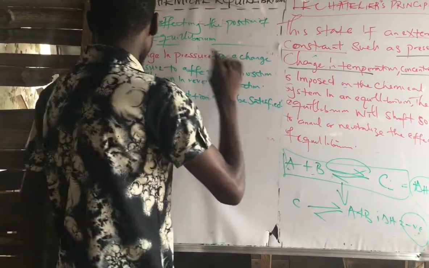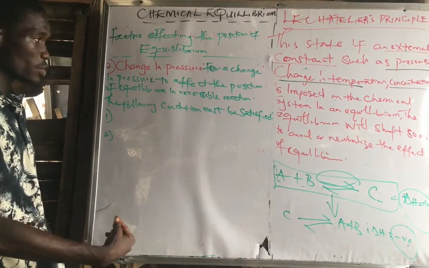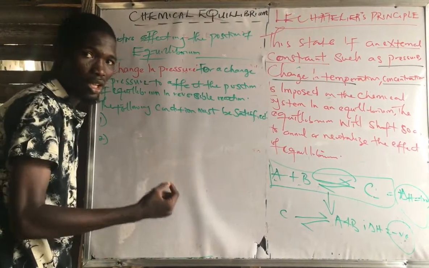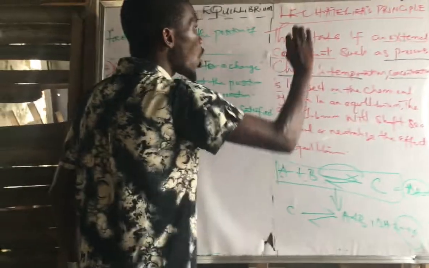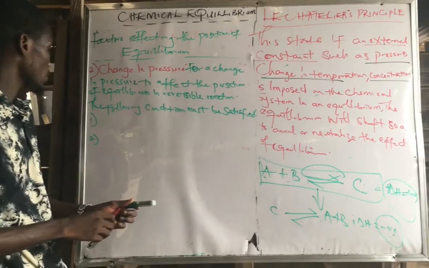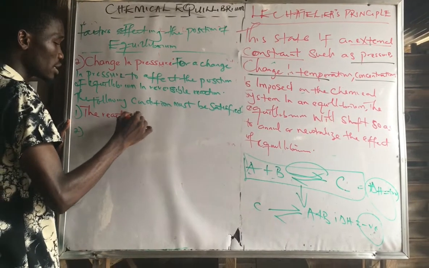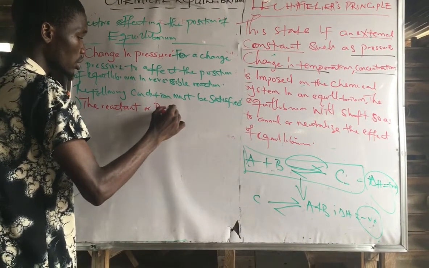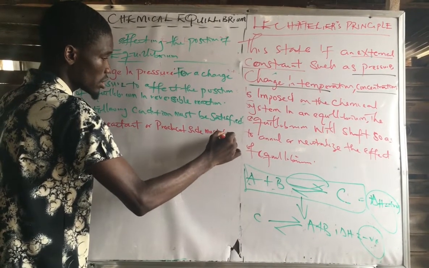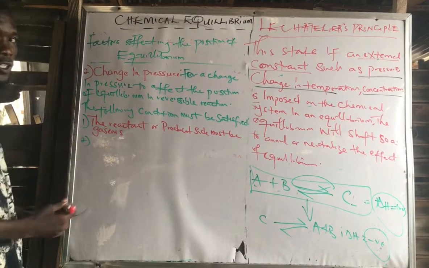so I can say for a change in pressure to affect the position of equilibrium in a reversible reaction, there are some certain conditions we ought to understand before we can determine the effect of Le Chatelier's principle on change in pressure. The first one is the reactants or product side must be gaseous. That's the first thing.